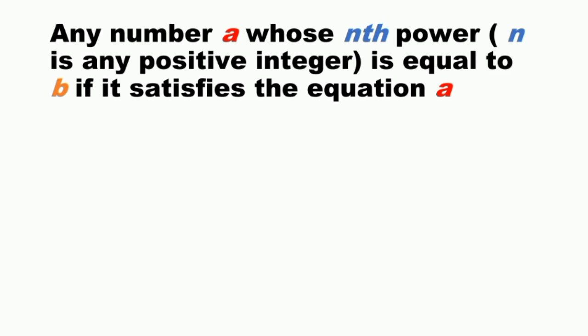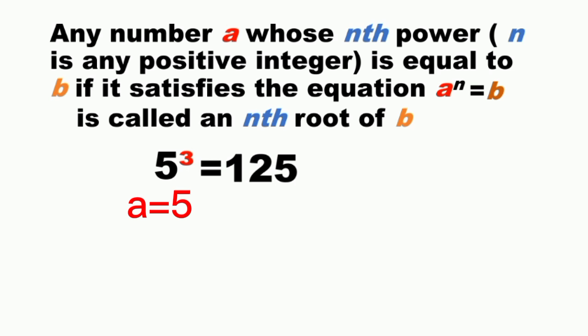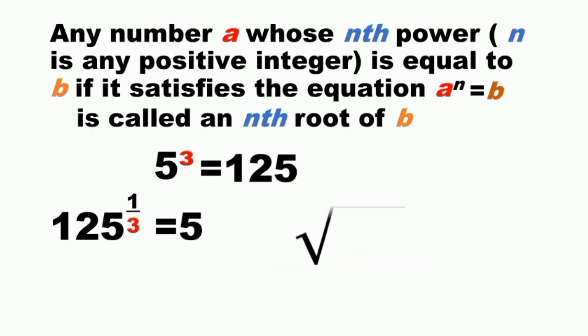Any number a whose nth power, n is any positive integer, is equal to b if it satisfies the equation a to the exponent or power n equals b, is called an nth root of b. Example: 5 cube is equal to 125. Here a is 5, n is 3 or cube, and b is 125. Reversing, the cube root of 125 is 5. Using a radical sign, we place 125 under the radical sign with 3 or cube as index, and we know that the cube root of 125 is 5.